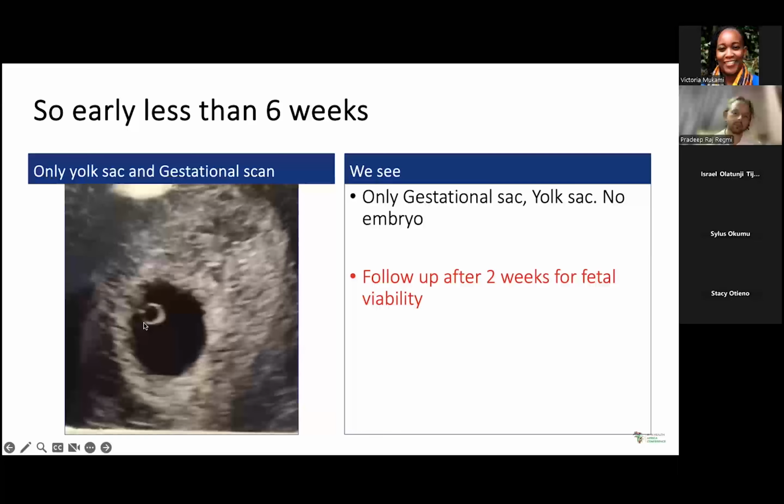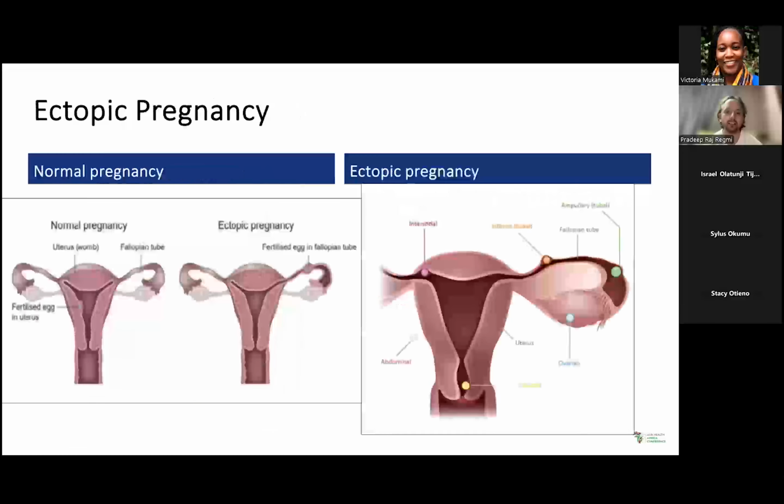commonly what we do is go for a transvaginal scan to confirm whether there is an embryo or not. And if there is no embryo in the transvaginal scan, we again follow up after 2 weeks for fetal viability. Then only we confirm whether this pregnancy will progress or not. So these are the important aspects.